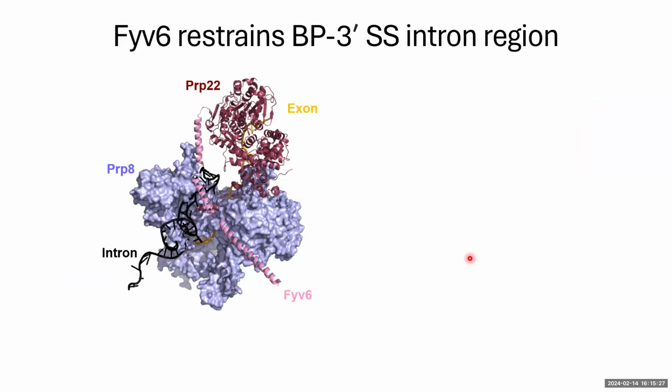Now I'd like to take a moment to combine what we know about FYV6 3' splice site selection with our cryo-EM data. And so FYV6 is this elongated protein forming these multiple contacts across the spliceosome. It does bridge over the active site and a portion of the intron, including the region from the branch point to the 3' splice site.